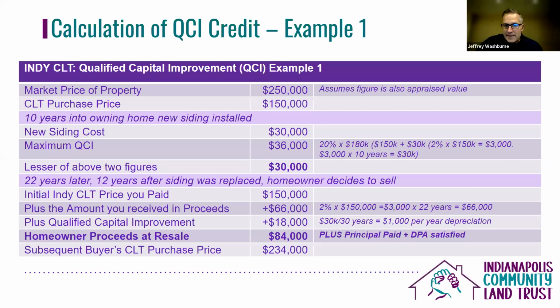So in this case, the siding has a 30-year depreciation. I've lived in the home for 12 years with that siding on the property. So that means that there's 18 years left of livable life of the siding. So I'm going to receive $18,000. And so the total proceeds at sale is going to be $84,000, which means that the subsequent buyer is going to be buying the property for $234,000.